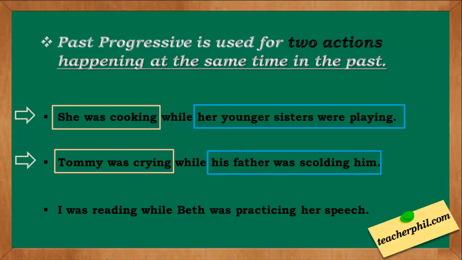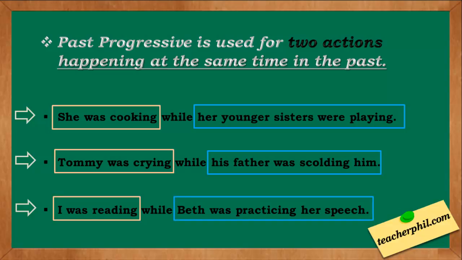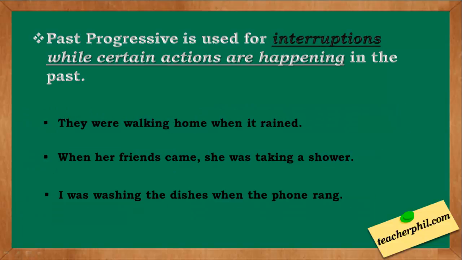The last example, I was reading while Beth was practicing her speech. I was reading is the first event. Beth was practicing her speech is the second. These two events in every sentence were happening at the same time. That's why past progressive tense is used. The last one, past progressive is used for interruptions while certain actions are happening in the past.